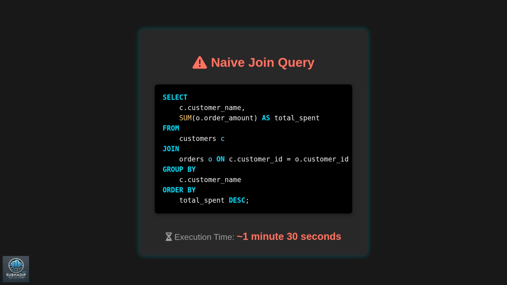Here is our naive join query. It performs an inner join between customers and orders tables on customer ID, then groups by customer name to sum the total spent. Running this query on our tables, which are quite large, takes about 1 minute and 30 seconds. This is a significant waiting time for an analytical query, indicating a need for optimization.